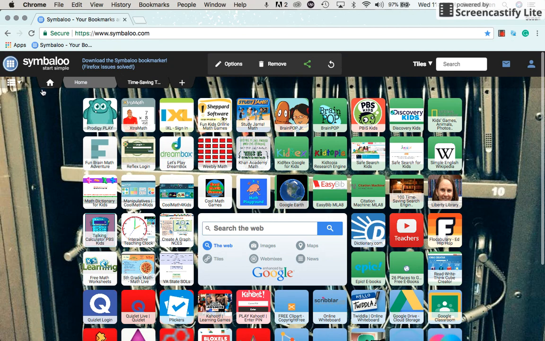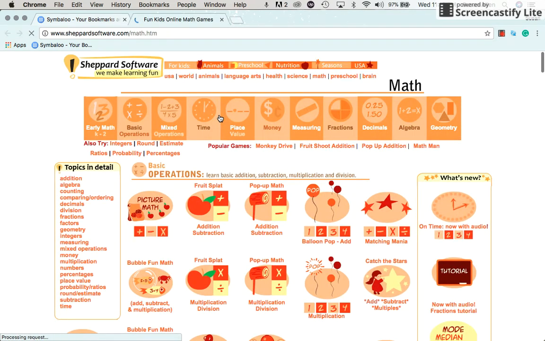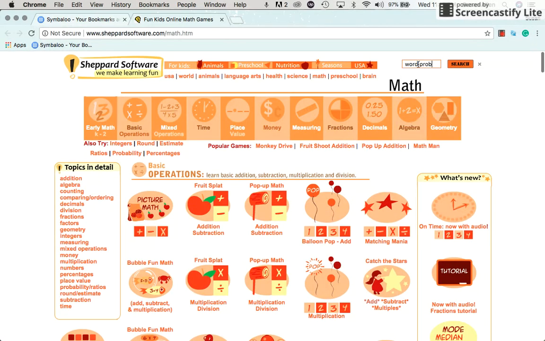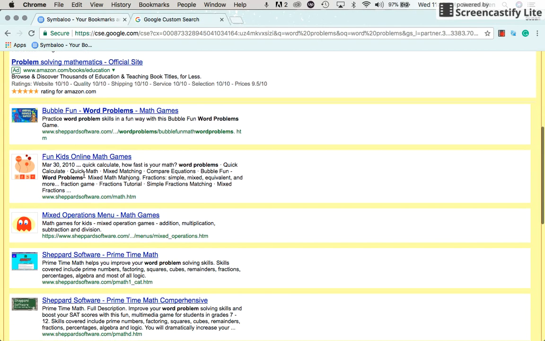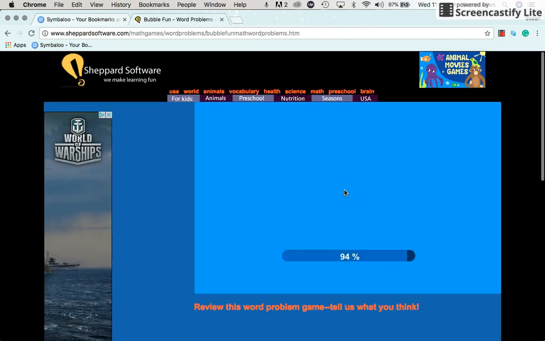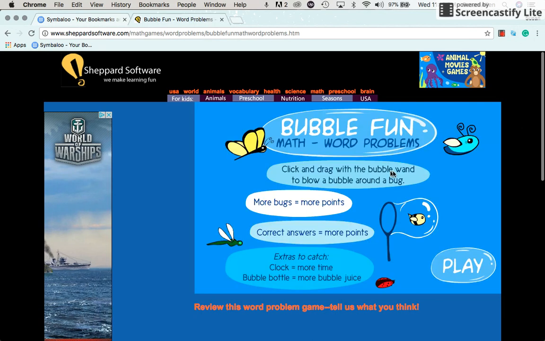So if you click down below, I will have a link to this Symbaloo, and all you have to do is go to Shepherd Software and click on Shepherd Software. And I believe it was like a B game, but I'm just going to type in word problems. And it's called Bubble Fun. And you need Flash, so on iPads you can't play it.